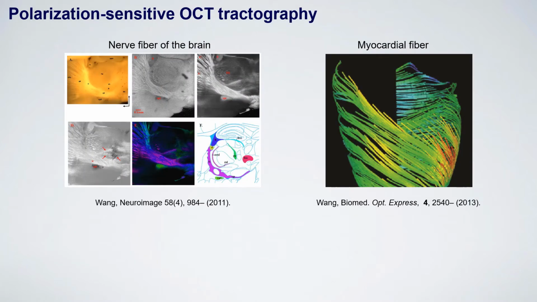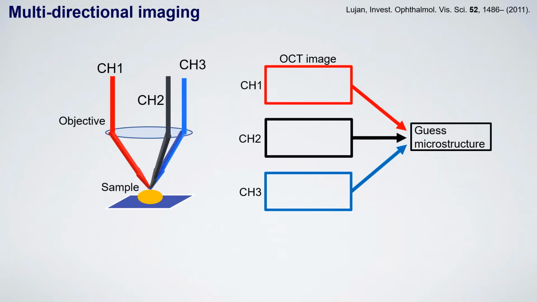For example, polarization-sensitive OCT tractography can visualize nerve fiber of the brain and the myocardial fiber by using the polarization property of the tissue. But the hardware system is complicated. So in this research, we focus on the technique of multi-directional imaging.